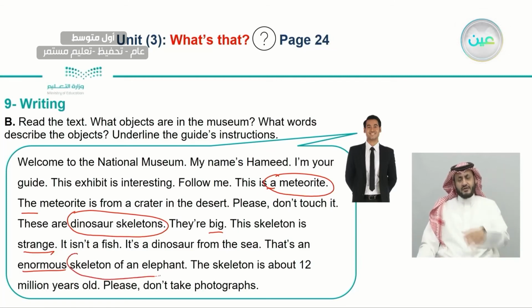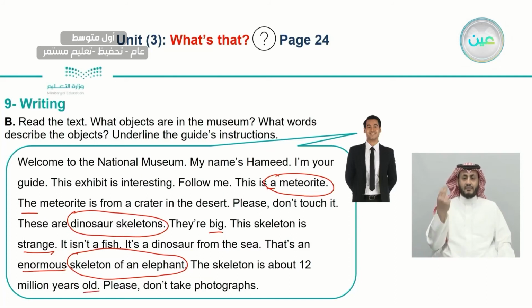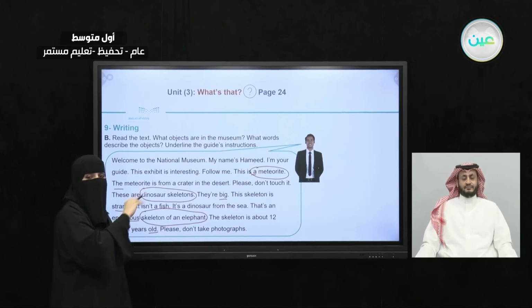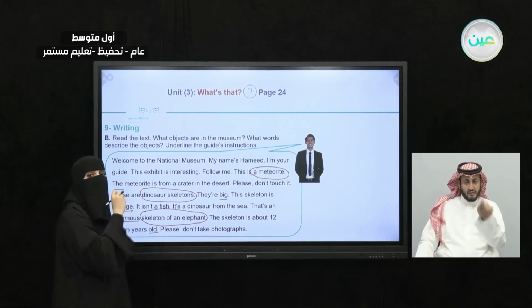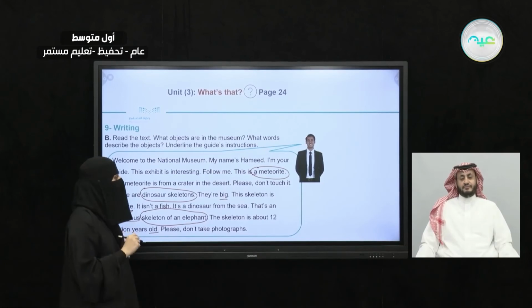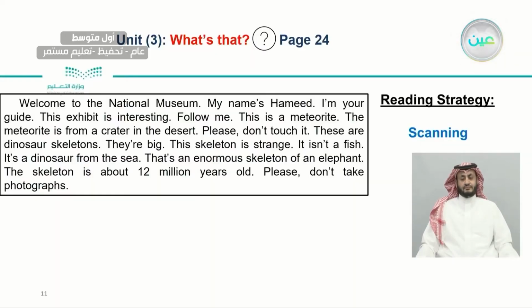Also, we have a skeleton of an elephant. Okay? The skeleton is about 12 million years old. Old is an adjective. It's the opposite of new. Please do not take photographs. So now we read through and we were able to circle and find some information. This is step 1. Let's go to the next slide. Let's do scanning. It's almost the same thing, but this time you will be looking for more information.